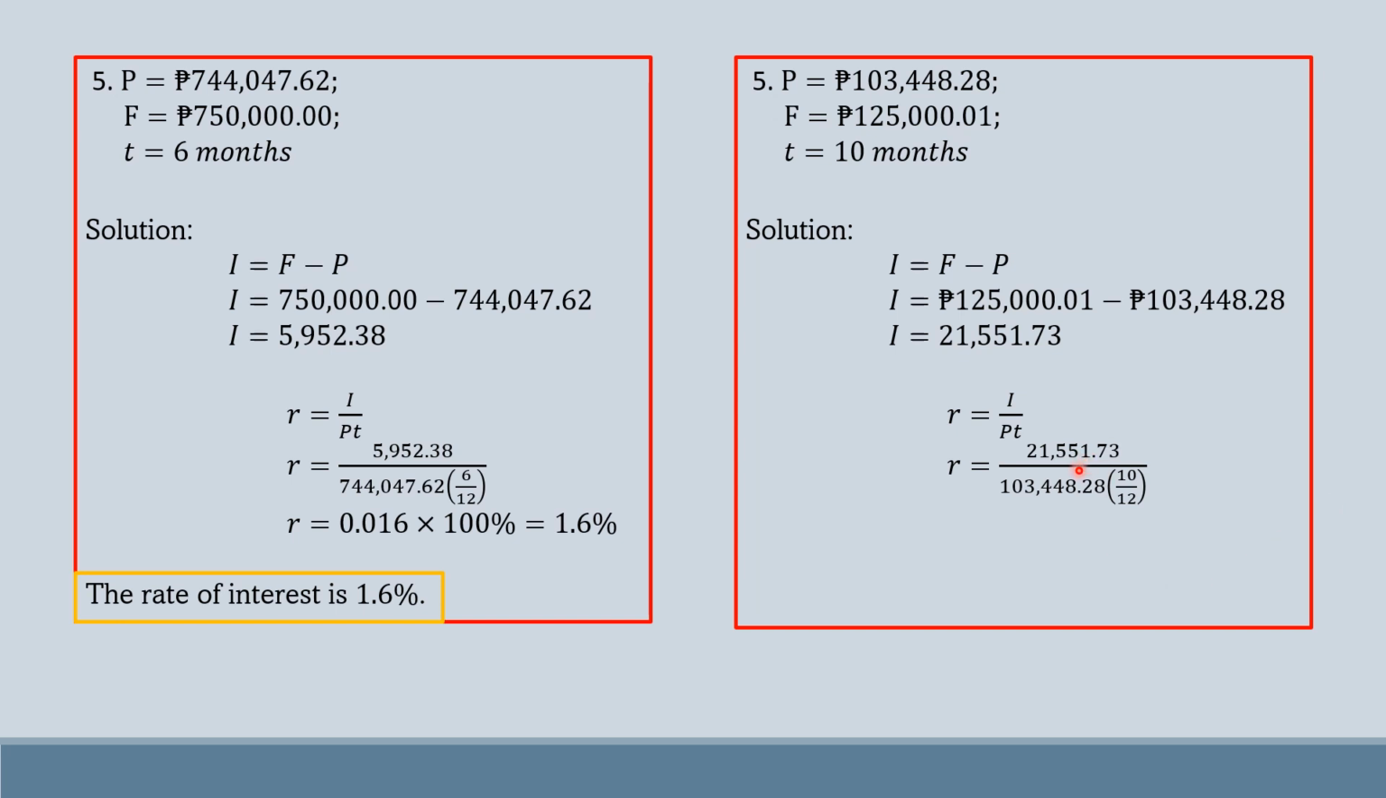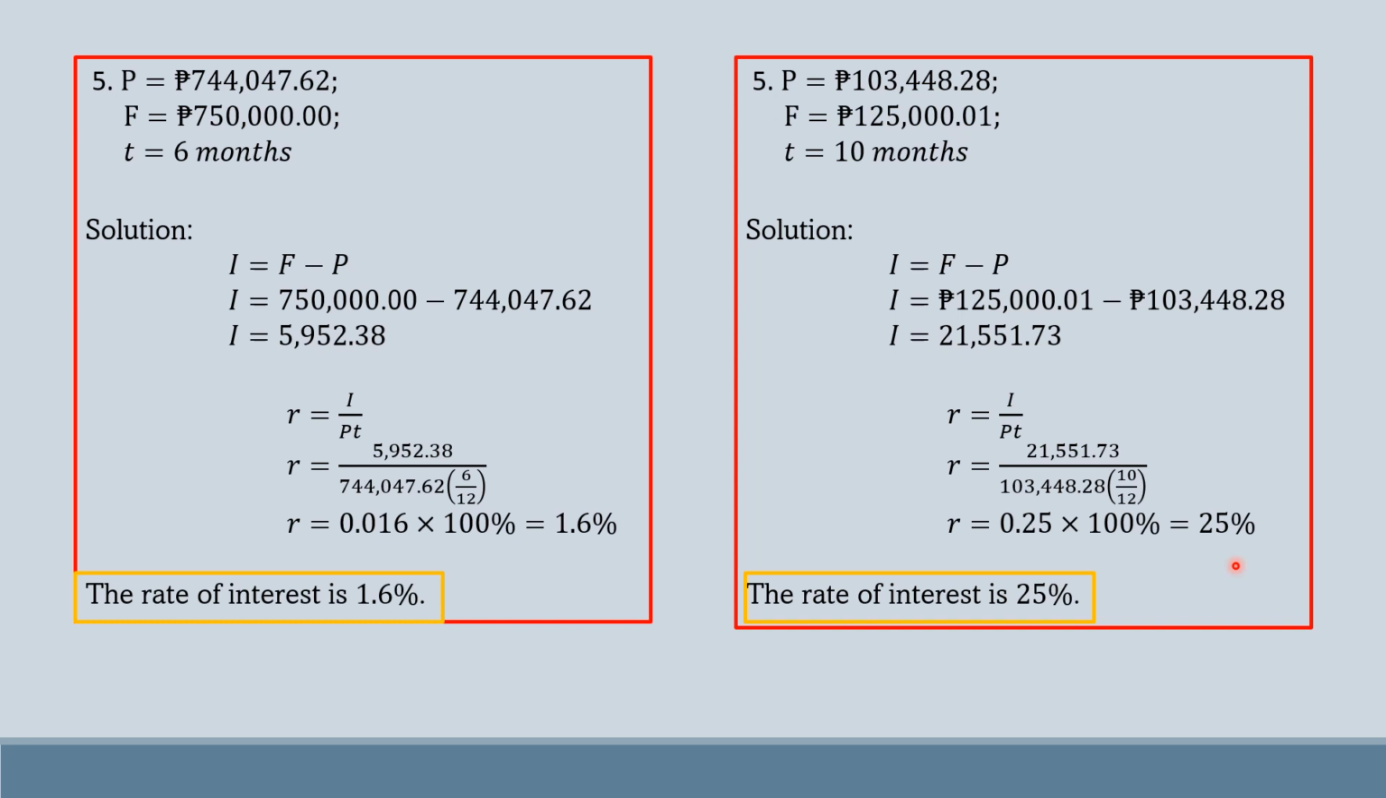Okay, yan ang ating interest na isa-substitute po natin sa ating formula. So, 21,551.73 divided by ang ating present value na 103,448.28, dun po yan ang galing. At dahil po ang ating length of time ay 10 months, to convert it in years again, since we have 12 months in a year, we'll divide 10 by 12. Okay? So, our answer is 0.25 and then times 100%, the rate of interest is 25%.